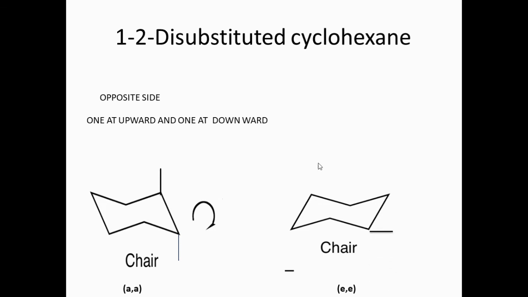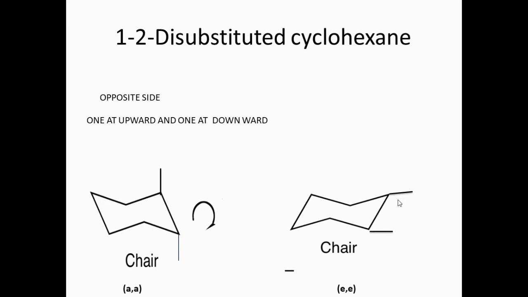In the second case, both substituents are equatorial. One equatorial is in the upward direction, since the axial hydrogen here is in the downward direction, so the equatorial bond is considered upward. The substituent occupying the equatorial position on the other carbon can be considered downward. So upward, downward, which is equivalent to trans. So the trans conformation may be either diaxial or diequatorial.